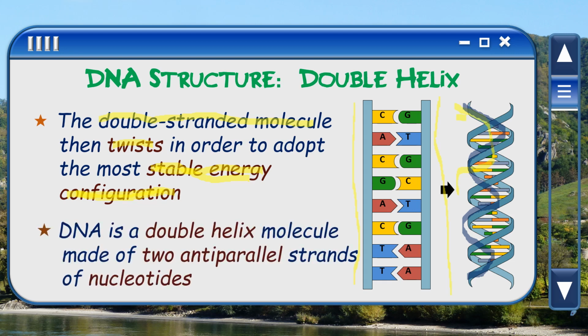DNA is a double helix. This twisting around is what we are referring to as a double helix. It has two strands that are twisting around. That twisting is what we refer to as the double helix molecule, and it is made up of two anti-parallel strands of nucleotides.